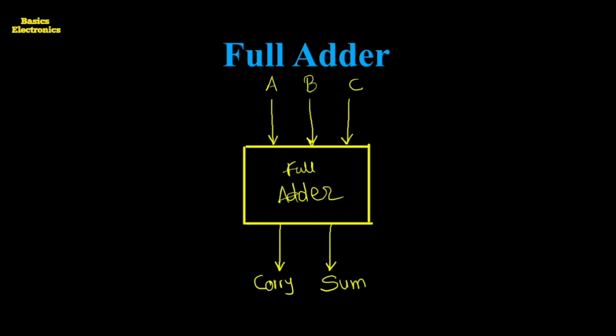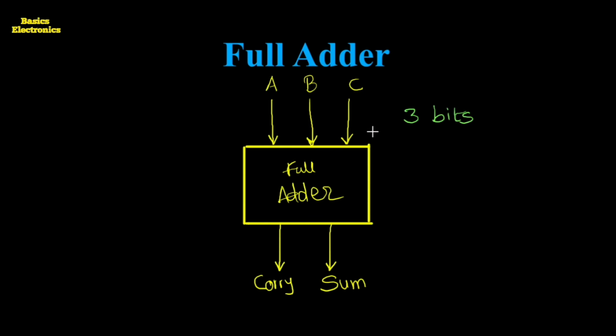So once again, a full adder is a logical circuit which performs the addition of three binary bits and produces the output in the form of the sum and the carry. These two are the outputs. This full adder performs the addition of three binary bits, which we considered as A, B and C.